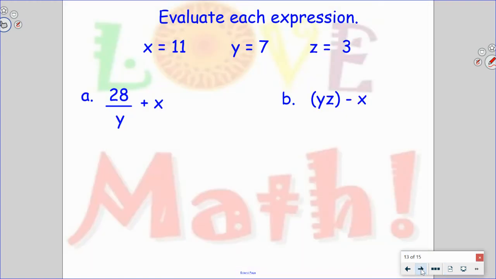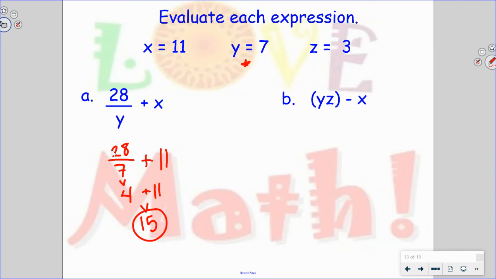Now we are given an algebraic expression and we're going to evaluate it. First thing we're going to do is substitute in the y quantity. We know from the top that y is the same as 7, so we're going to split 28 into groups of 7. And then we are going to add x, which is 11. Now remember your order of operations, please. We're going to divide before all addition. So 28 split into 7 parts is 4. And then 4 plus 11 is 15. If you need that example down, you're welcome to write it down.